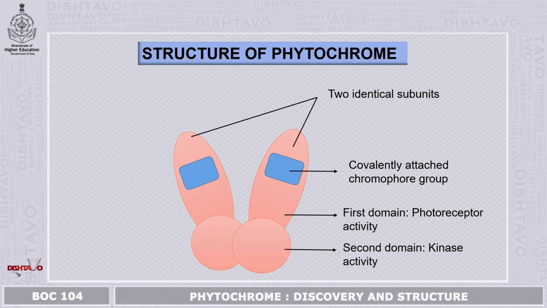If you look at the structure of phytochrome, it has these 2 identical subunits, 1 and 2. They appear in the same way. If you take just one subunit, it has 2 parts, or you can say 2 domains. One is the photoreceptor activity, wherein it will react to the light, and secondly is the kinase activity. Basically, kinase activity plays a role in the transfer of the phosphate group. The first domain, the photoreceptor activity, has this activity because of the chromophore group that is present.